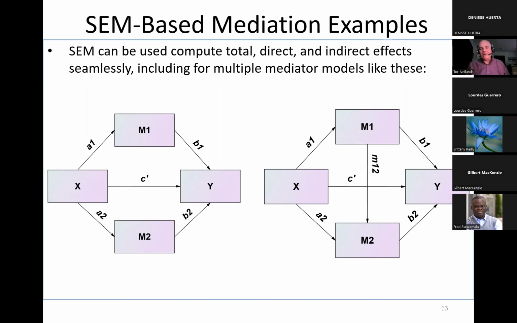On the right-hand side, I have what's essentially almost the same model, except now we have a pathway going from M1 to M2. So if you think about the causal flow, you could start up here at X and go along the A1 pathway to M1, then go along the M1-2 pathway to M2, and then go along the B2 pathway to Y. But also, simultaneously, you could go from A1 through M1 to B1 to Y, and you could go from X to M2 through A2 and M2 to Y through B2. So you can see that the SEM methodology gives you a flexible way to address multiple forms of mediation.